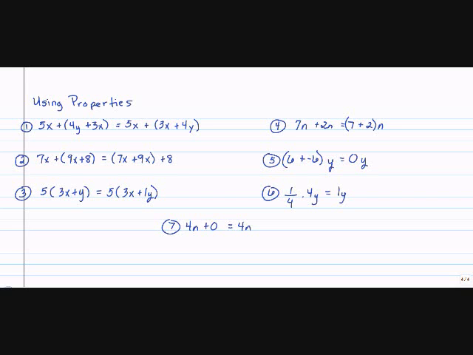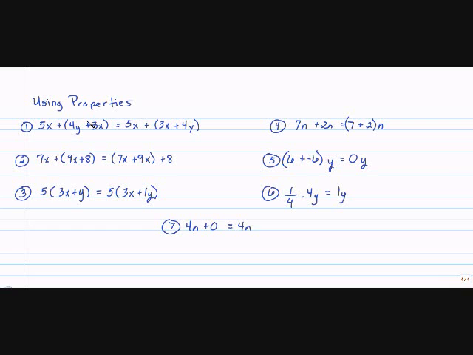Okay, using properties. Here are 7 examples, and they want you to name the property that you use. Take a look at number 1. The first question I'd have is, how many terms are there? Well, I have a 5x, 4y, and 3x. There are 3 terms on this side, and they're the exact same 3 terms on the other side. Okay, so it's either commutative or associative.